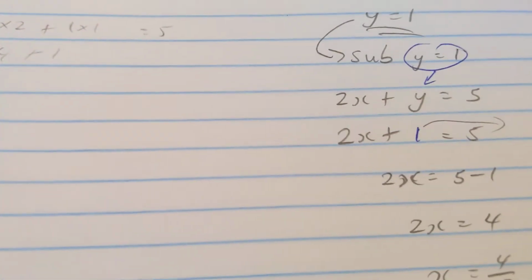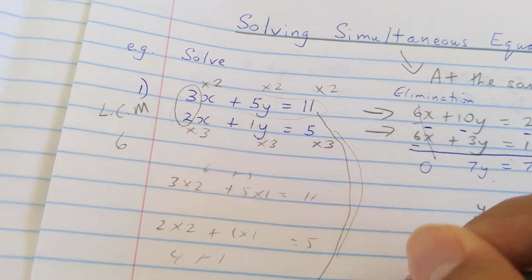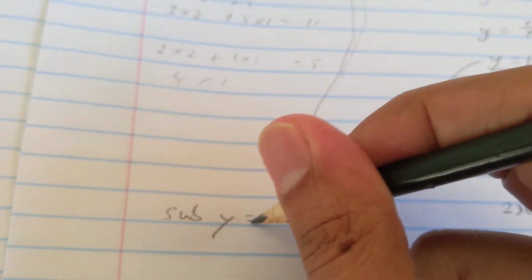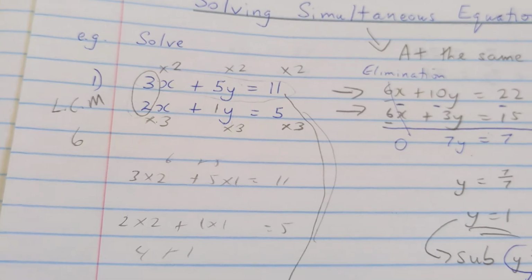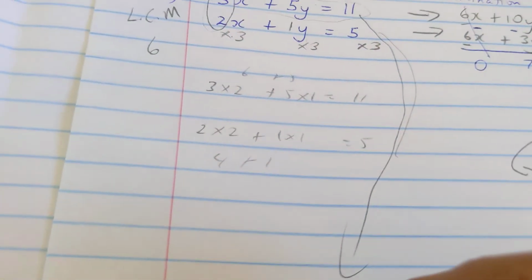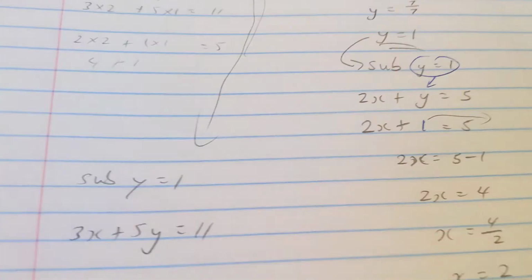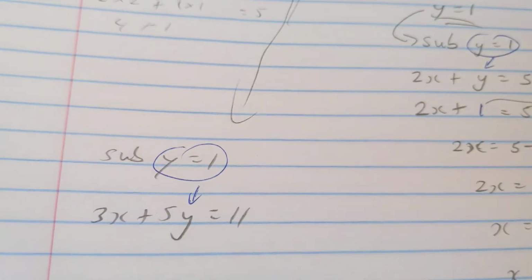So just to show you it didn't matter which one we use, I'm going to do it with the first equation now, just to show you it didn't matter. So what if I wanted to sub the y equal 1 that I get here? Remember, I chose the second equation. I could have chosen the first equation, and the first equation is 3x plus 5y is equal to 11. So now we're going to replace y with 1. So wherever I see y, I'm going to put 1.